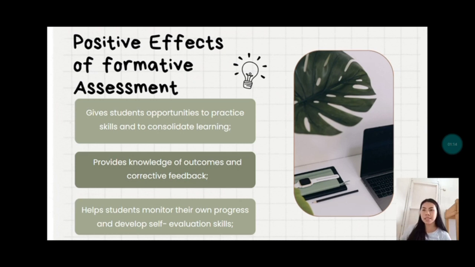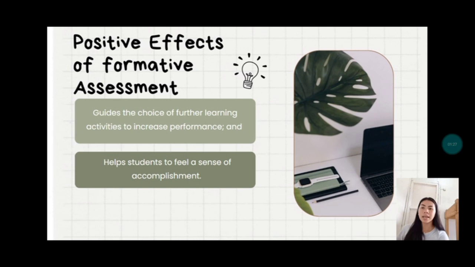The fifth is to provide knowledge of outcome and corrective feedback. The sixth is to help students monitor their own progress and develop self-evaluation skills. And seven, guides the choice of further learning activities to increase performance. And last one, helps students feel a sense of accomplishment. Those are the positive effects of formative assessment. According to Black and Wiliam, 1998, cited a body of evidence that formative assessment can raise the standards of achievement.